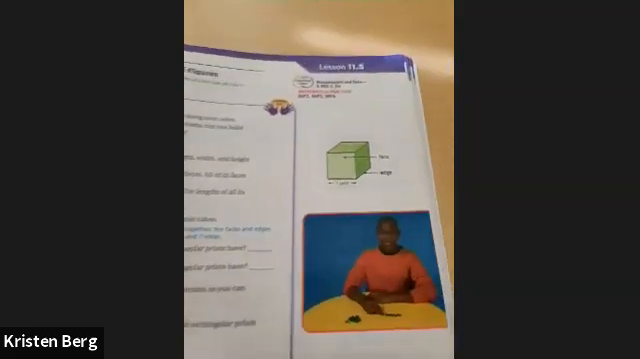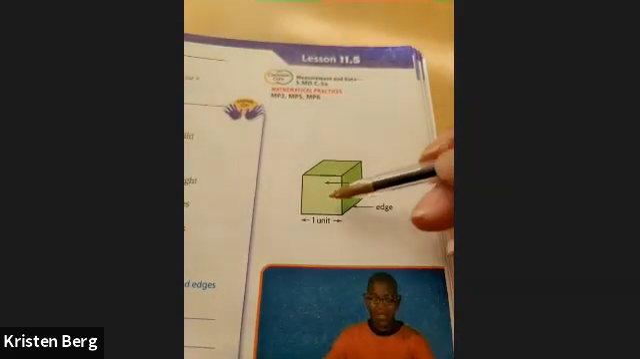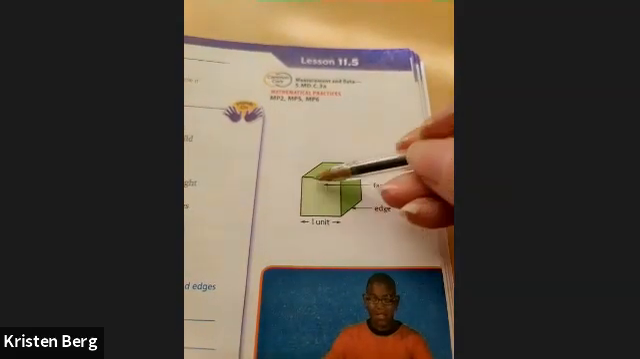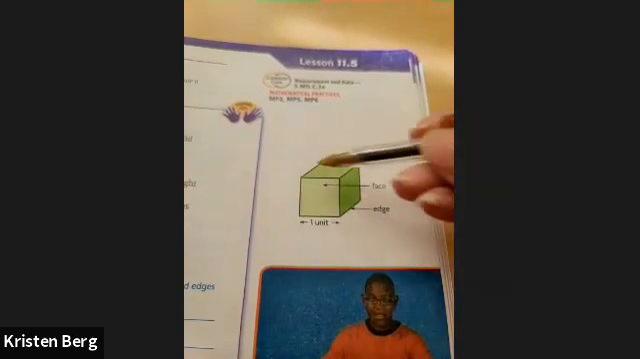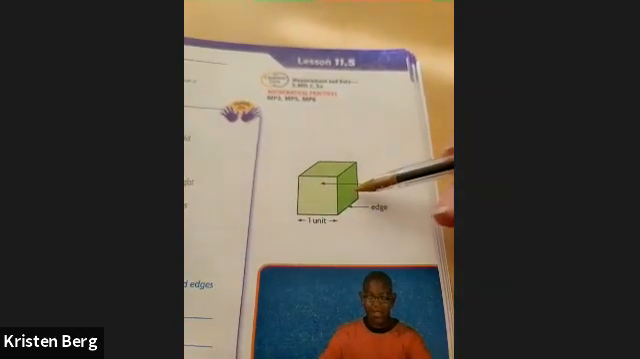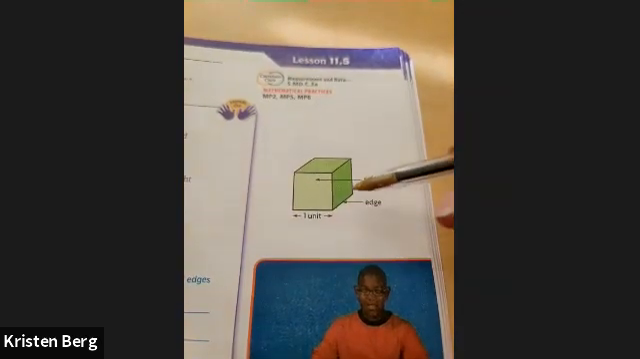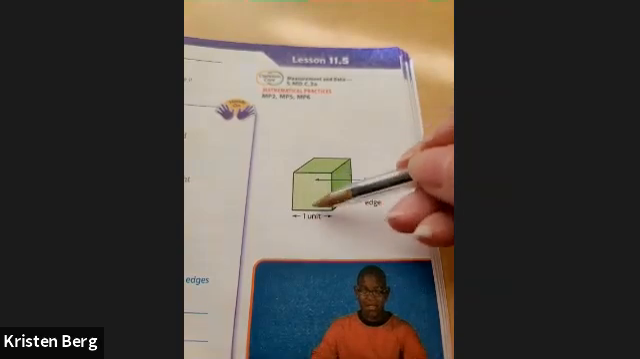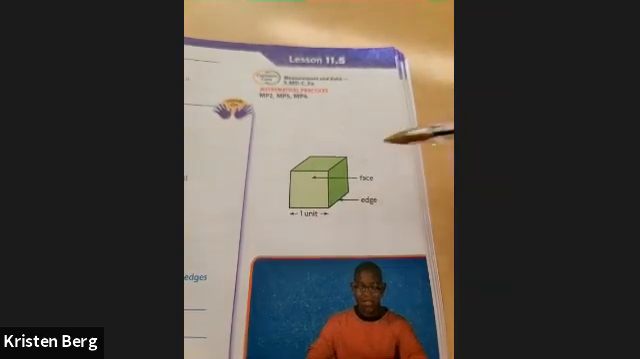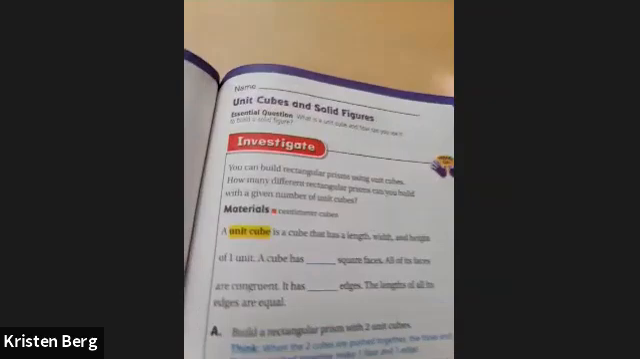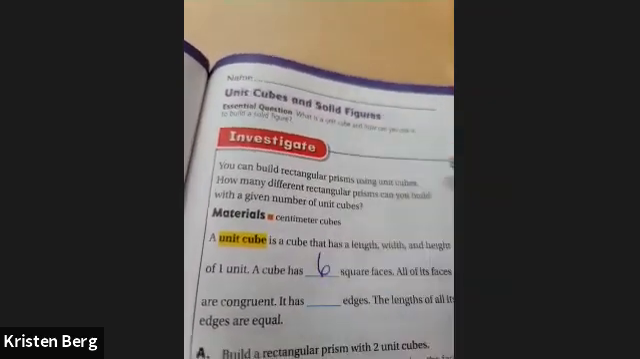So if you look here, it's asking about the faces. Well, you can think of a dice. A dice is a cube. So how many different faces does that have? A face is like this part. There are 6. So therefore that is 6.